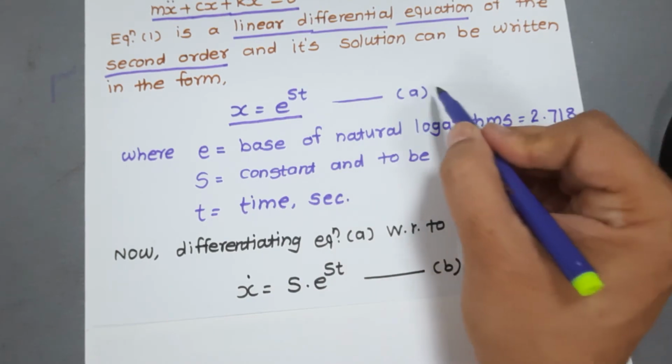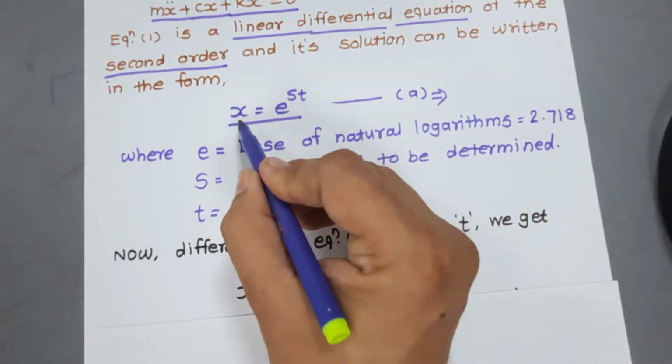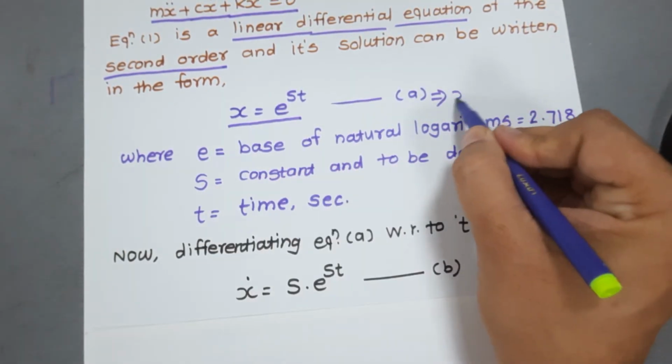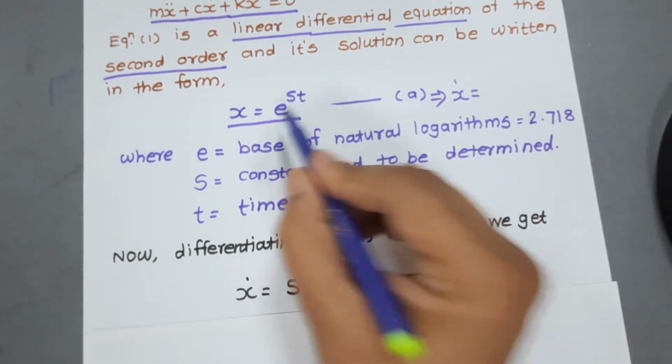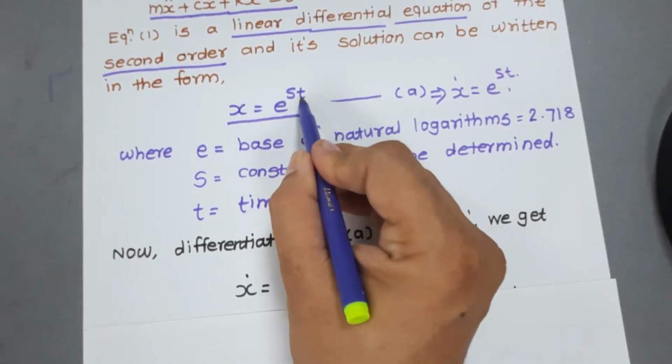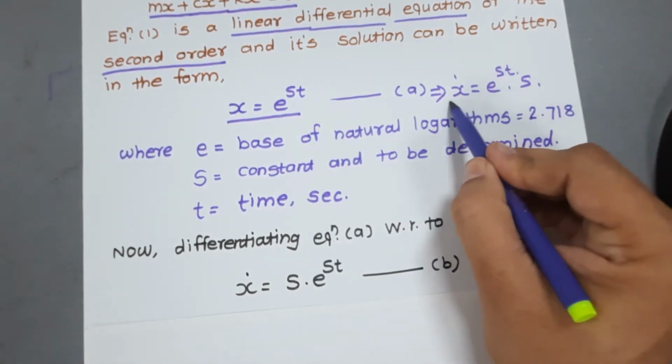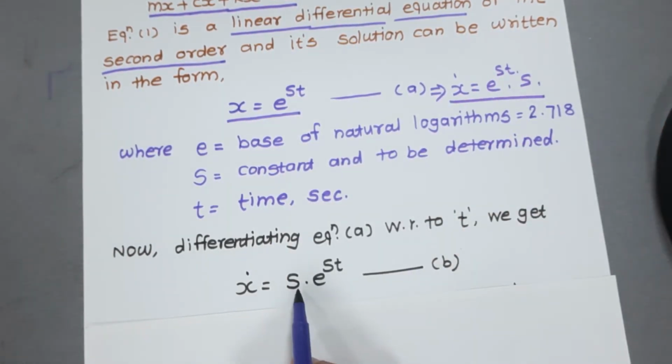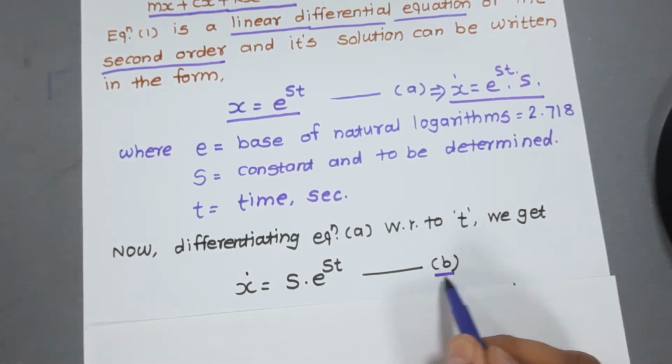How will this be written? Look, I am going to write here the derivative of x, which is x dot, which is equal to e raised to st, and from e raised to st the derivative of st will come as s. So we have x dot is equal to s into e raised to st. This is equation number B.